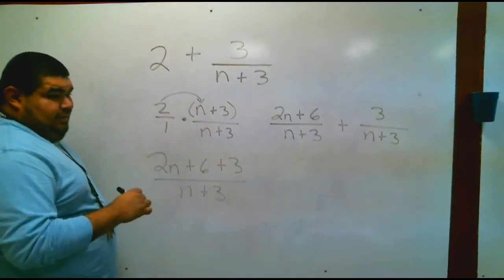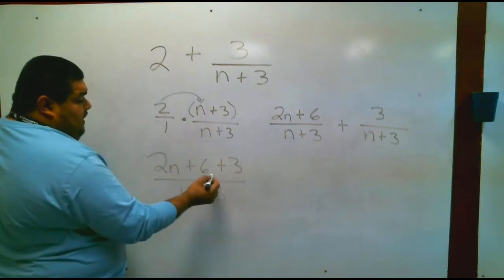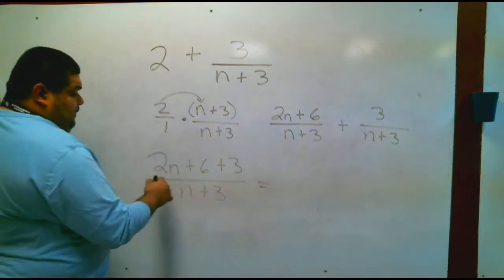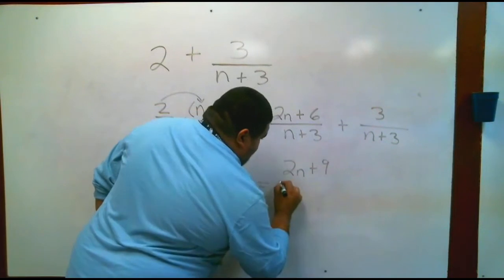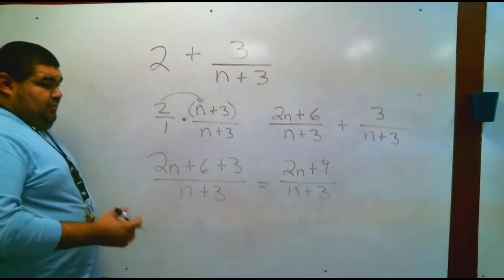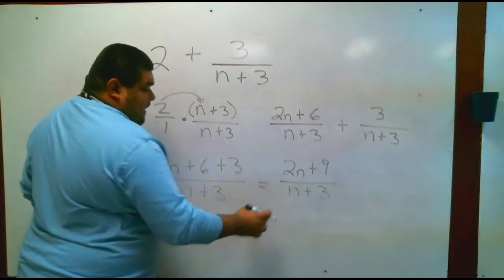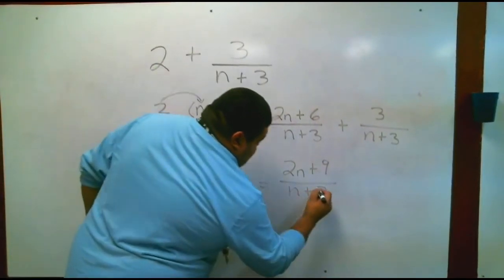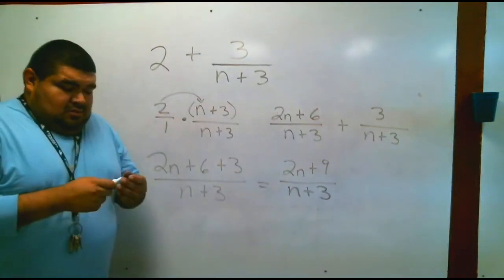But wait, we're not done yet. We're almost done, but not yet. Remember, we have two numbers we can combine, 6 plus 3, which equals 9, since they're both positive. So we have 2n plus 9 over n plus 3. We didn't combine 2n with the 9 because 9 is a constant, there is no variable, and this one has a variable. They cannot combine. So make sure you write it down. And that's it.